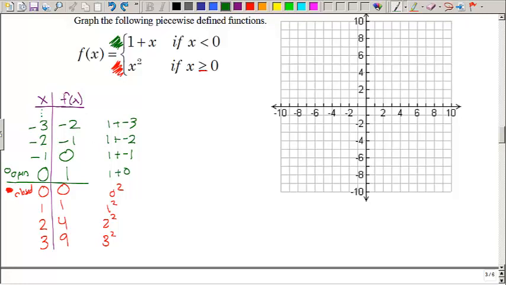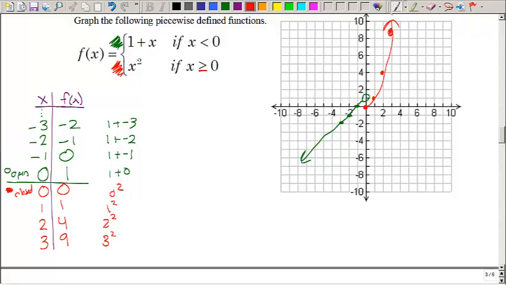So to graph my green piece, I'm going to plot -3, -2, -2, -1, -1, 0, and 0, 1. But when I get to 0, 1, make sure you put a nice large open circle there so I can see right through it. And I can tell that this piece looks like a straight line. On my red function, I have 0, 0, 1, 1, 2, 4, and 3, 9. And when I connect those, I have a nice parabolic function here, although you only see part of the parabola. And this is my piecewise defined function.